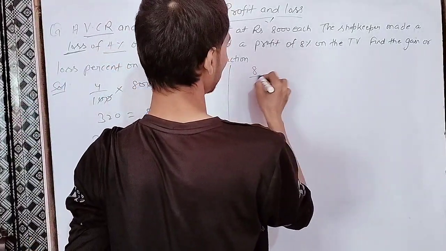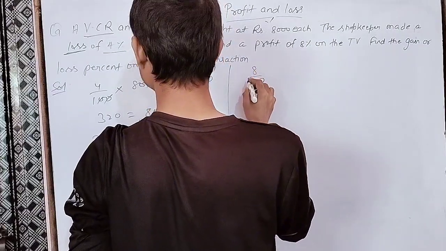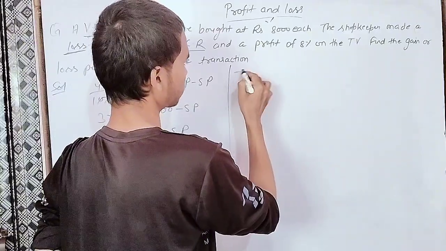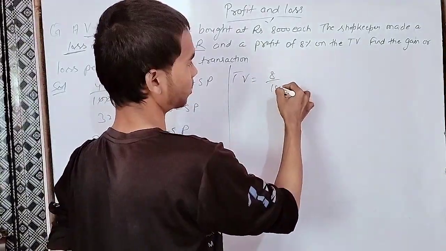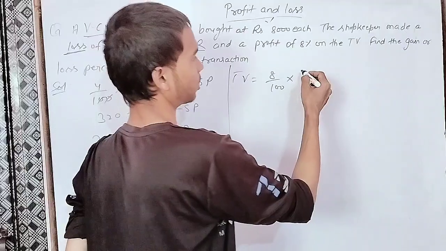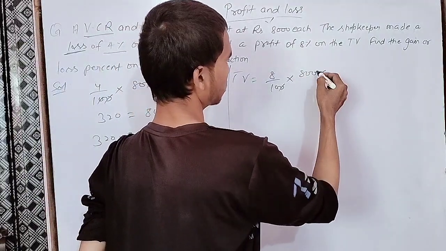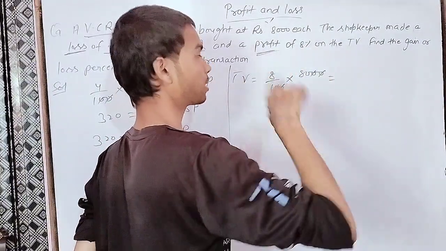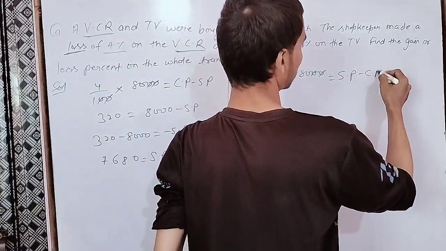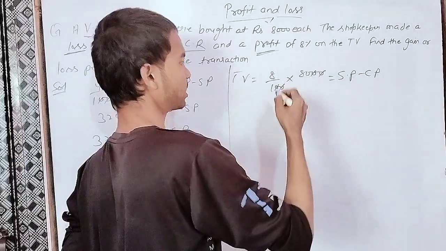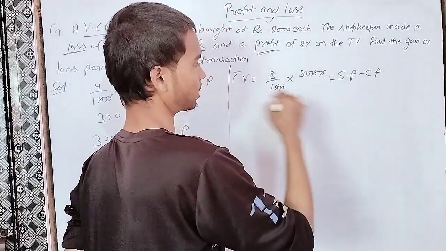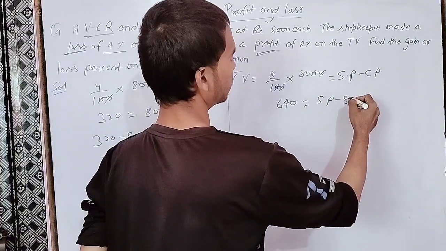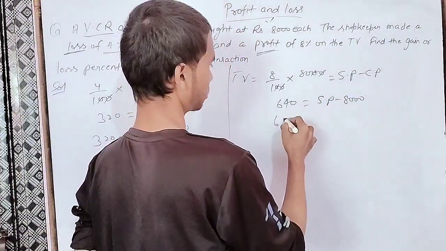This is 8%. 8% of 8,000. Clear? We have a profit, which means the selling price is higher. Now, 8 times 8 is 64. We have what? Cost price, not selling price. 8,000. Clear?